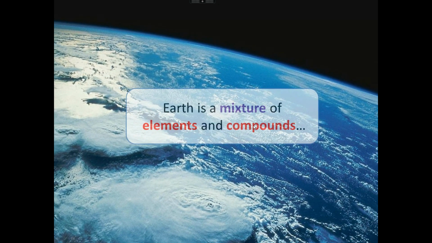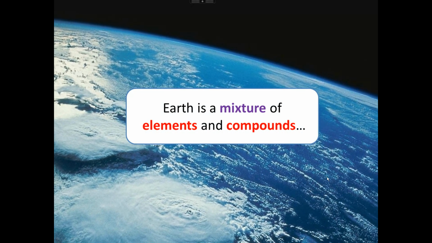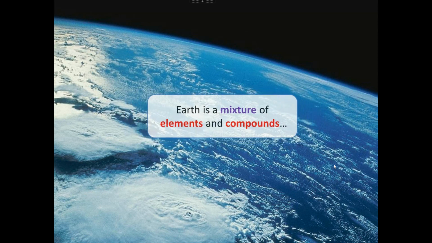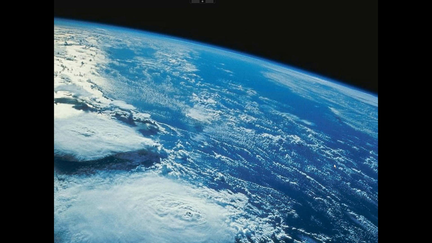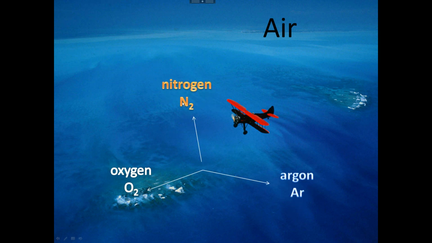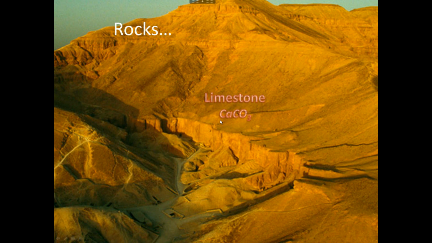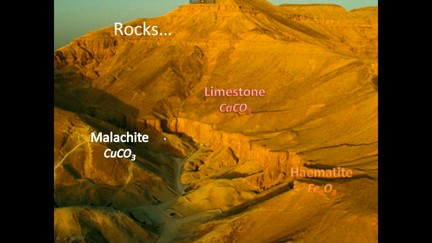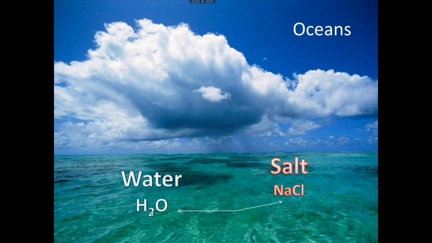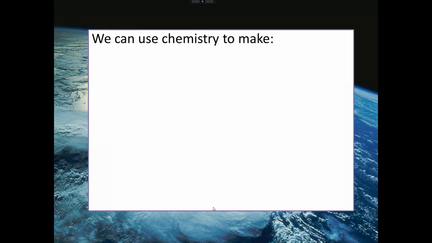Well, Earth itself is a mixture of elements and compounds. We can find elements and compounds all over the Earth. For example, in the air around us, air is a mixture of nitrogen and oxygen and argon. These are all elements. Rocks tend to be compounds like limestone, malachite, hematite, more than one type of atom bonded together. The oceans, water is a compound. Salt is a compound. More than one type of atom bonded together.